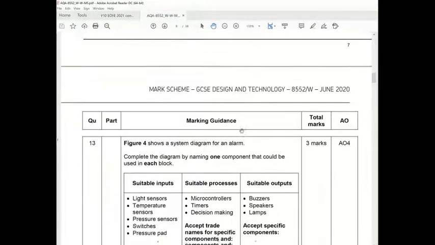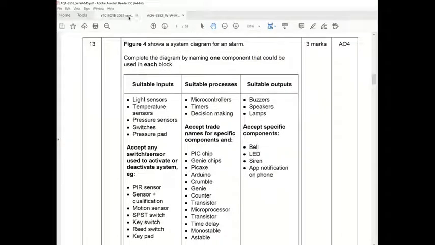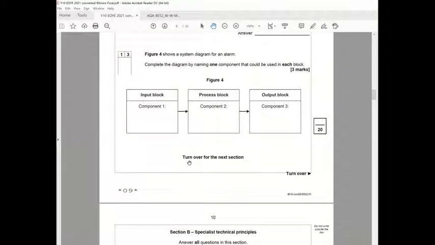All right. And the next one is a systems question. Let's have a look at that. Input block, process block, and output block. Now, some of you are going to find this, I suppose people who are doing RM, a little bit more tricky.